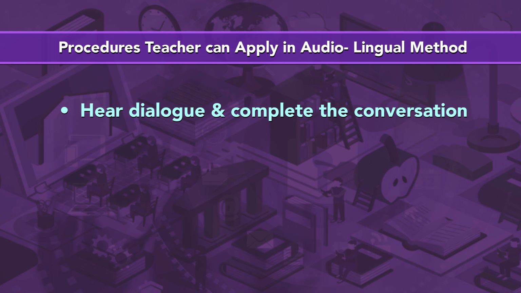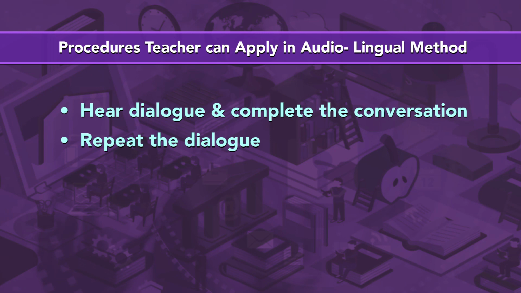This way, what happens? Students get a chance to improve their pronunciation, and the other student can do the exercise in a much better way because the dialogue has been spoken clearly by a student. So, the first method that any teacher can apply in the audio-lingual method is hear a dialogue and complete the conversation. The second method the teacher can apply is repeat the dialogue.